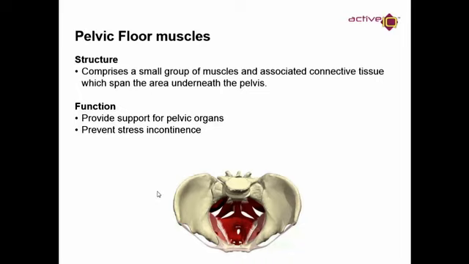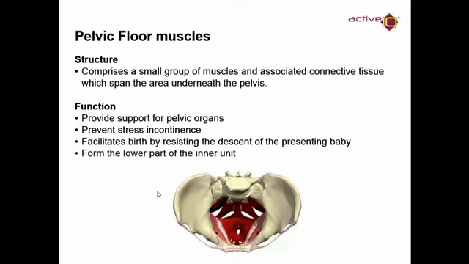They provide support for the pelvic organs, and they also prevent stress incontinence, to make sure that we don't pop to the toilet when we don't want to. That's what the pelvic floor muscles do. They're also important for childbirth, so they'll make sure that the baby doesn't fall out when it's growing and getting bigger, and they'll also assist and push the baby out when it's ready to come. And they form the lower part of the inner unit.